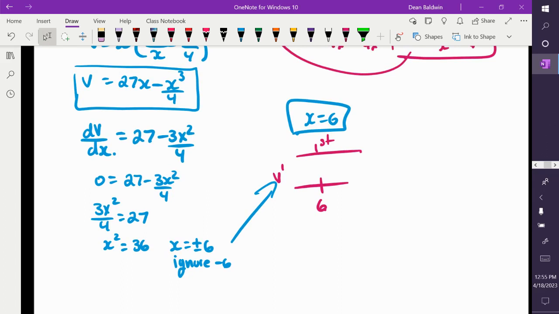So v prime, pick a number smaller than 6. 0 is the easiest, or 1, or it doesn't matter. If I put 0 into here, what do I get? 27. It's positive, right? So the graph is going up. If you pick a number bigger than 6, pick 1,000. If I put 1,000 into there, I'm going to get... Let's go down. So we know it's a max.